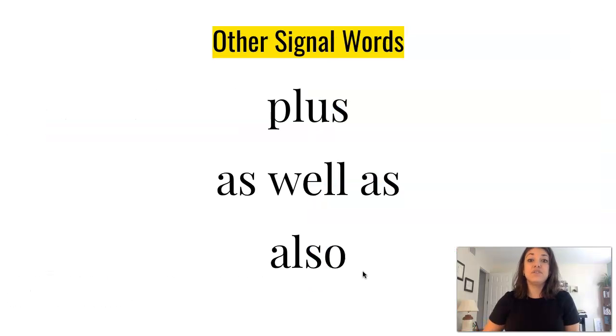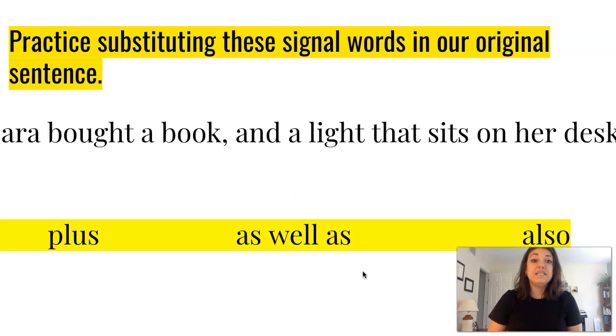Here are some other signal words: plus, as well as, and also. And these words mean generally the same thing as and. We can use them in place of and. So these words are plus, as well as, and also. Let's practice substituting these signal words in our original sentence.